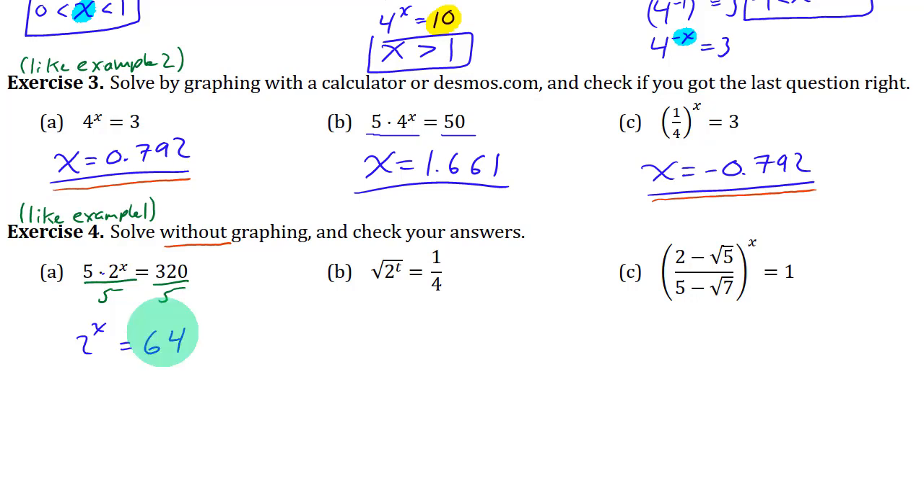So 64 is 2 to what power? 2 squared is 4. 2 to the power 3 is 8. 2 to the 4 is 16. 2 to the 5 is 32. 2 to the 6 is 64. That's what will work. So that solution is going to be x equals 6.